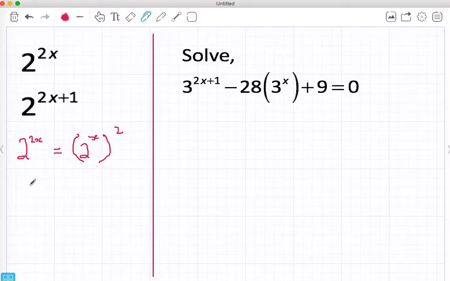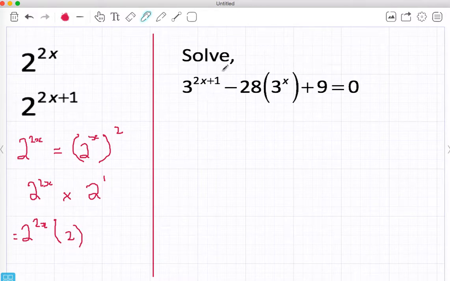The one below, if you think about this as being 2 to the power of 2x plus 1, is actually 2 to the power of 2x times 2 to the power of 1. The index law says if these two bases are the same, we can add the powers. So we could rewrite the second one as 2 to the power of 2x times 2.